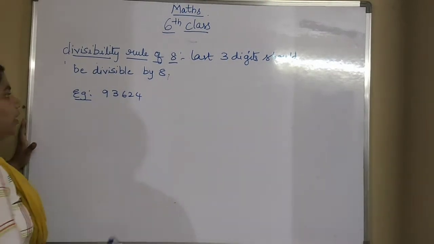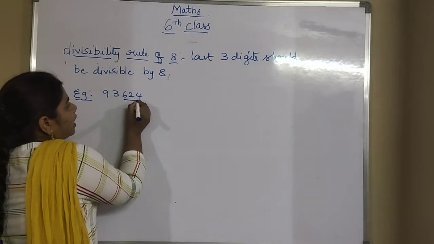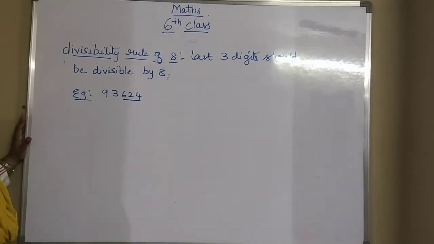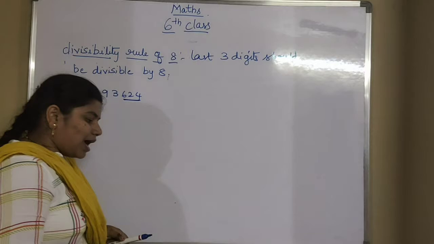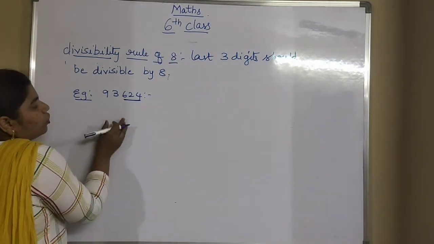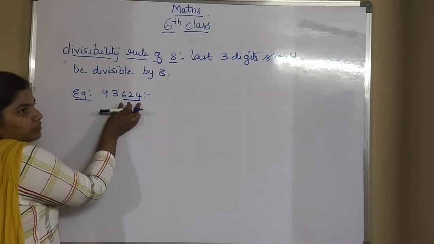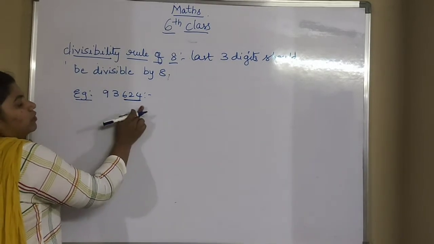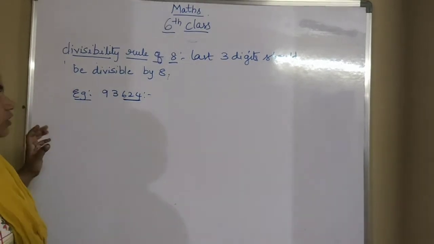So what do we have to check? We have to check the last 3 numbers. So what are the last 3 numbers? 624. If this 624 is divisible, then the whole number will also be divisible. So we will check here.